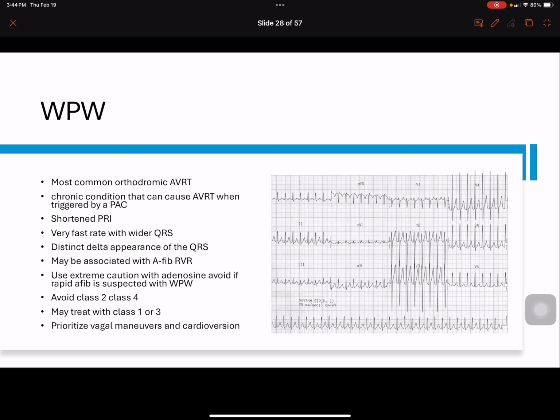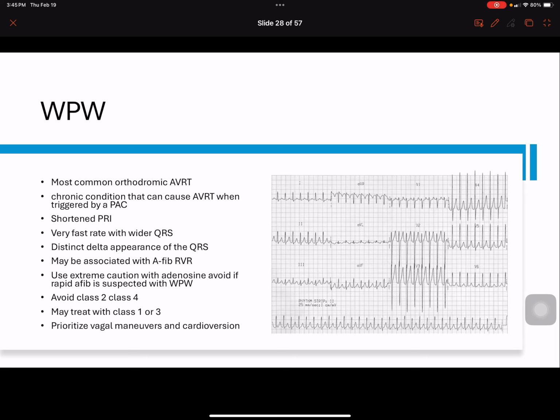And so what we see most commonly is that orthodromic pathway, and it's triggered usually by, like we talked about, some sort of PAC. So there's a shortened PR interval. So we have a P wave, very fast rate with a slightly wider QRS. And this is the condition we call WPW. There's a very distinct type of appearance of what's called a delta wave on the QRS. And that delta wave is a small hiccup essentially in the upsloping part of the QRS. And in these patients, we can also trigger what's called AFib with RVR.